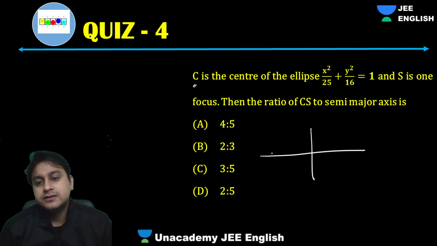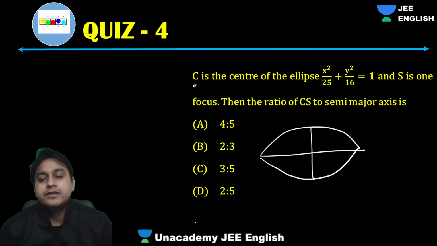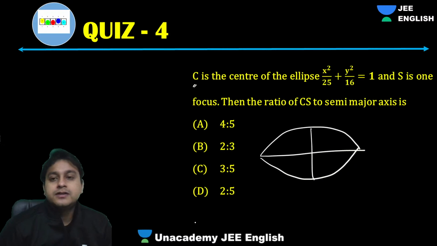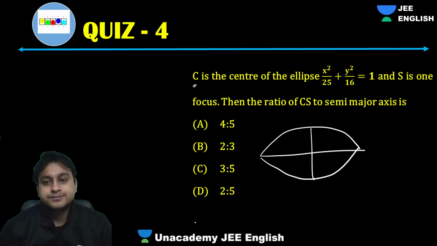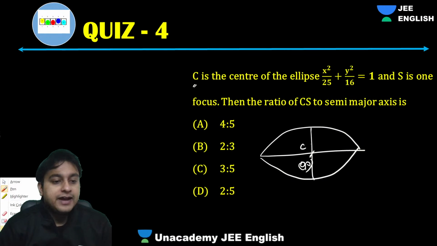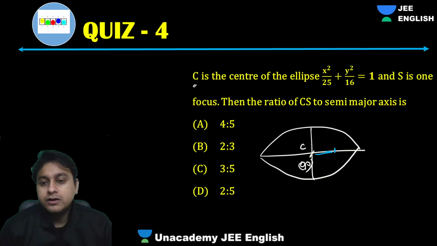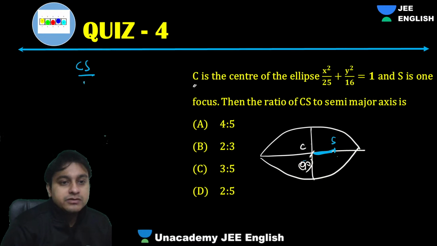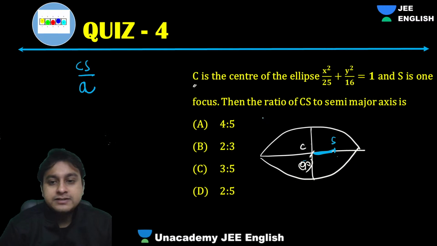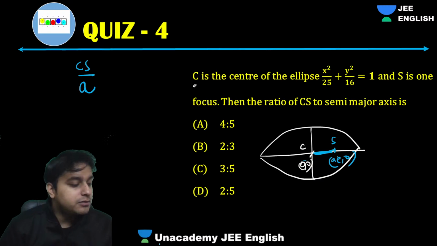Simple equation, guys. This is obviously major axis along the x-axis, right? And obviously this is the minor axis. So C is what they're saying, center. Obviously that is origin, no doubt about it. And S is one of the focus, right? So we want CS to the semi-major, so CS by semi-major. Semi-major is what? A. What is CS, guys? Can I say this is AE comma 0? Right? That's what they are talking about, right, everyone? Pretty easy, guys.